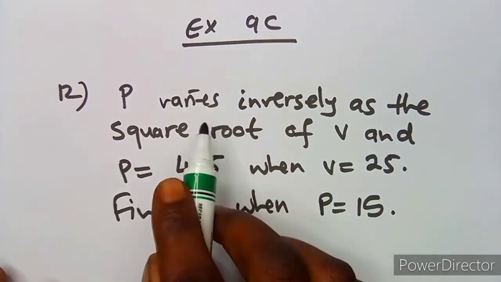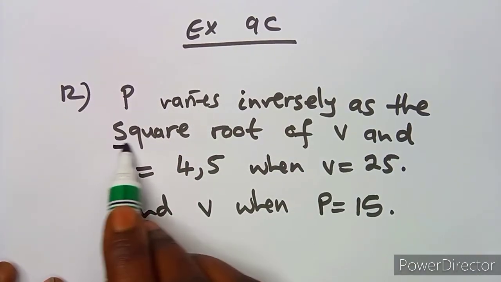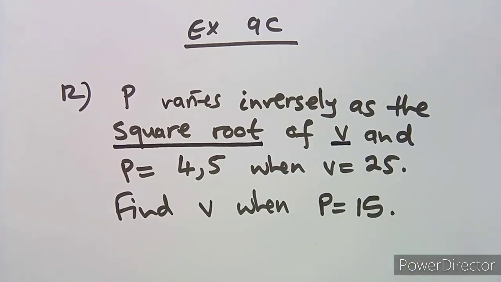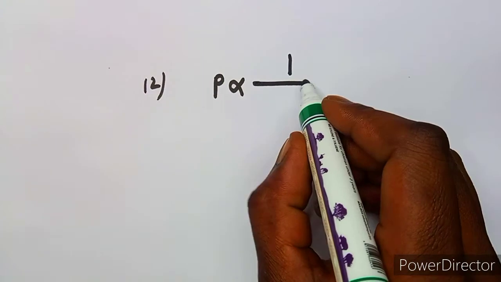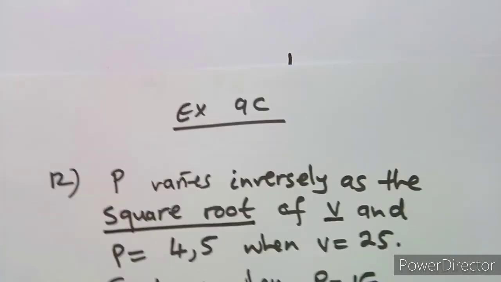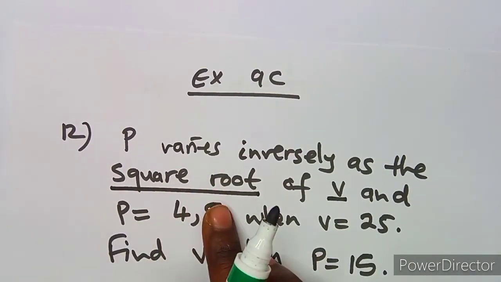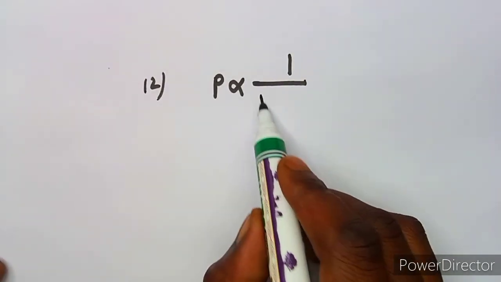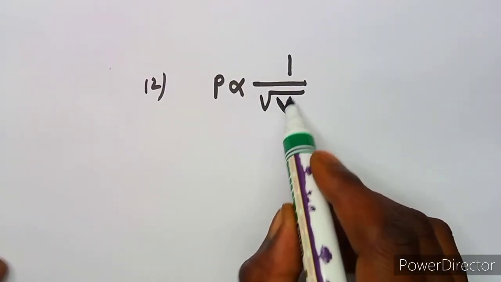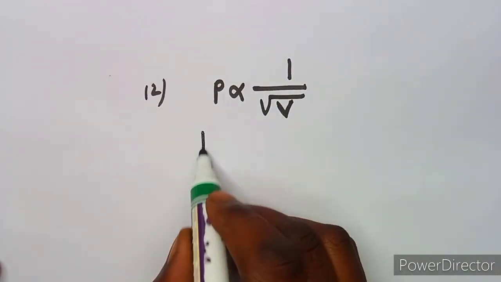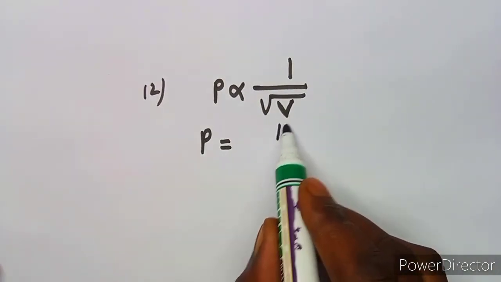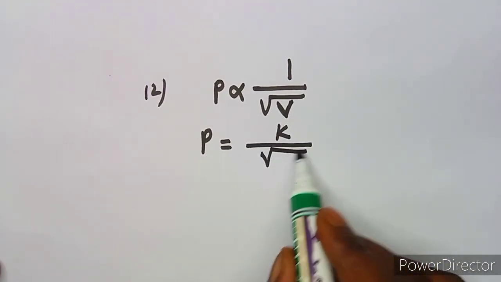Now p varies inversely as the square root of v. So let's start with this part first. Okay, we have p which varies inversely. We said it's 1 over, and this one is the square root of what? Of v. So it's going to be the square root of v like this. That's what you're going to have. Okay, now introduce the equal sign and the constant at the same time, which is k.